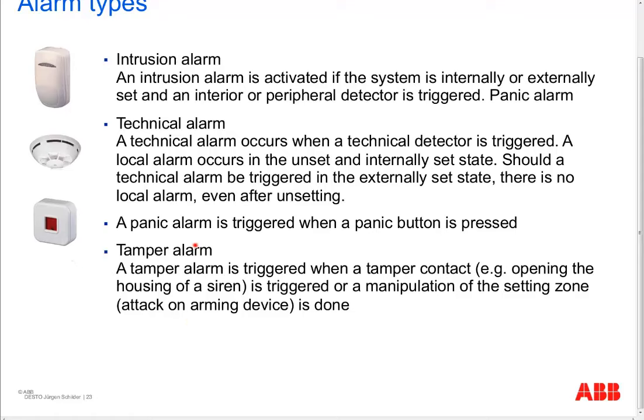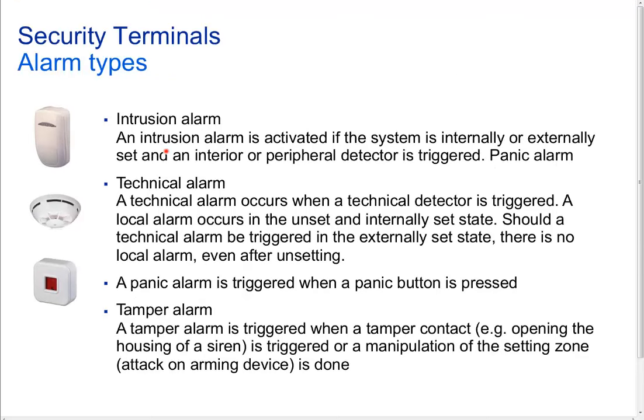Tamper alarm means if anything is wrong with your components. For example, anybody has manipulated components or any housing of the siren, for example, is not completely closed. This can be monitored as well. And then a tamper alarm will be sent out.